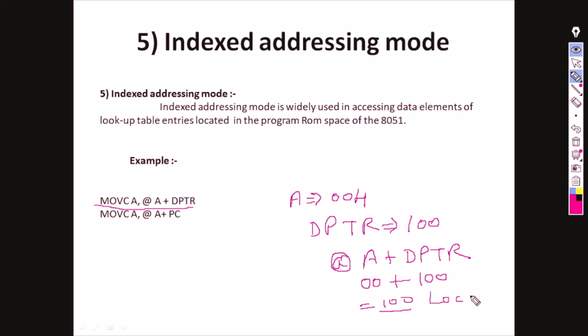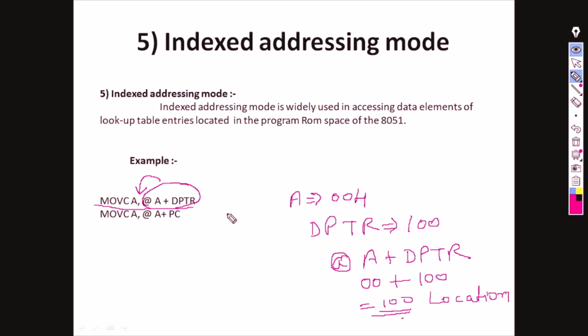So what is the meaning of this instruction? From location 100, we copy the content of location 100 into the accumulator. So this is the index addressing mode. I think everybody can understand it.